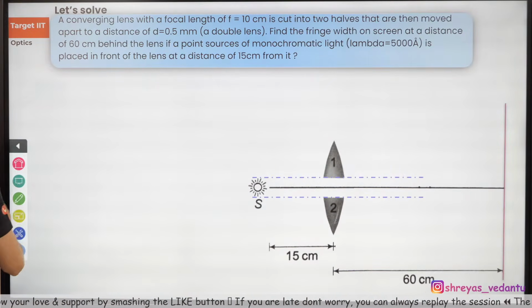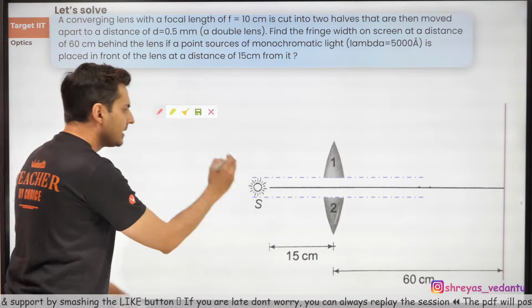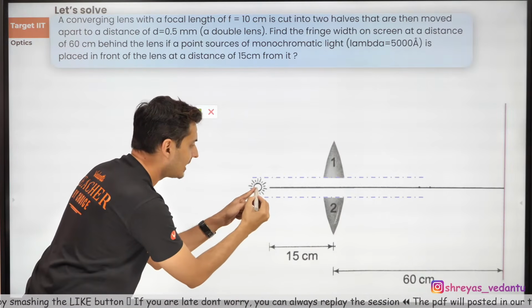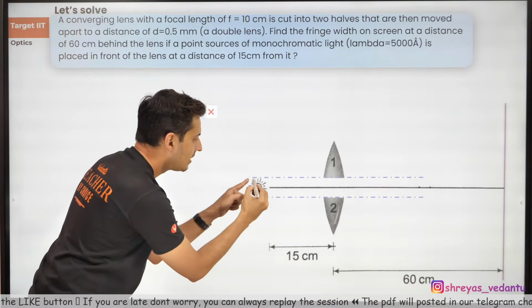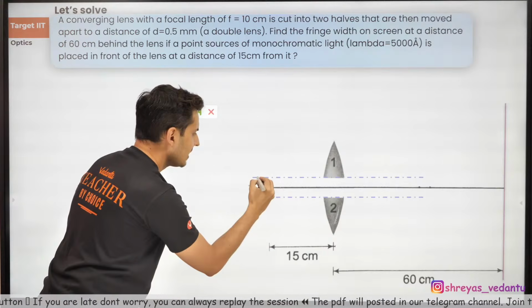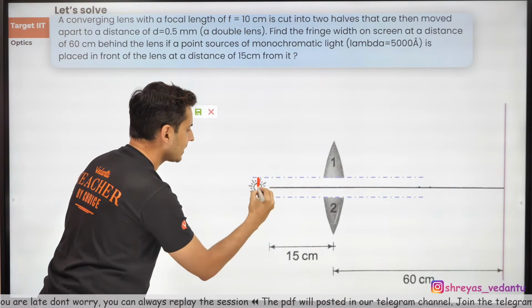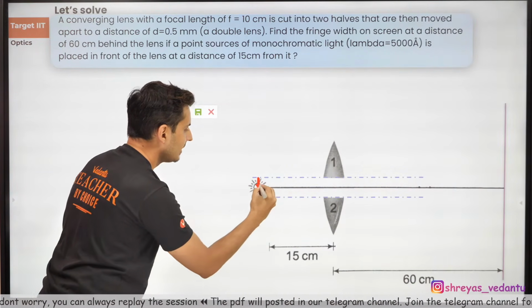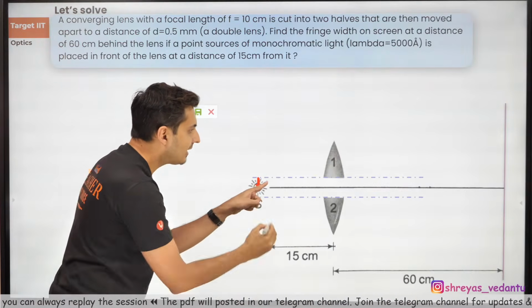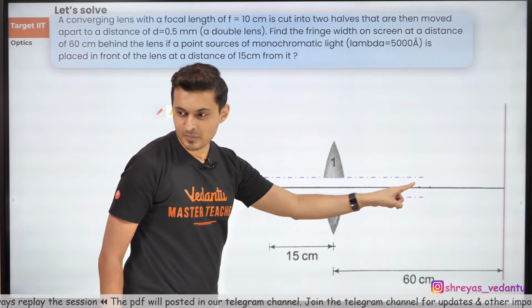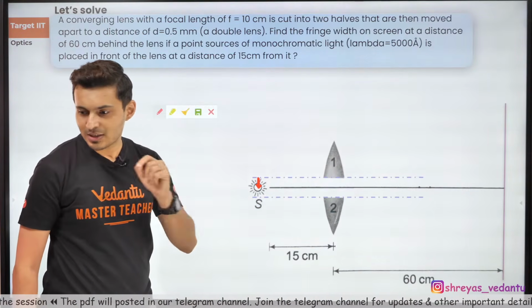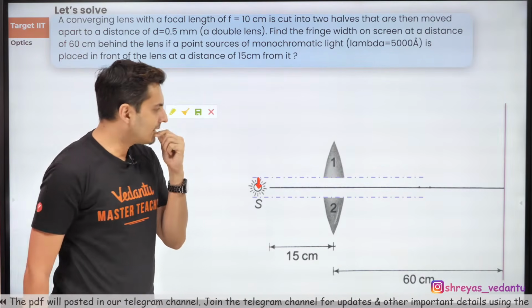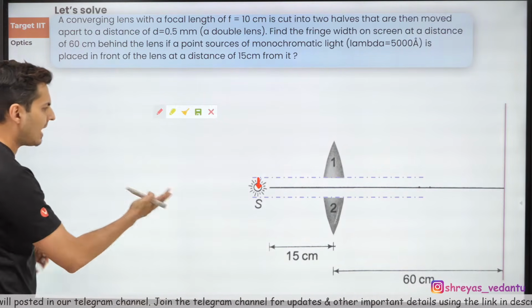Now what next, you might say? Think this is a source, an object, a point object. This is the principal axis. Can I not think of an object of this height and then figure out where the image is formed? Can I not figure out where the image is formed? Let's figure out where the image is formed. Let's just find out what is happening exactly.